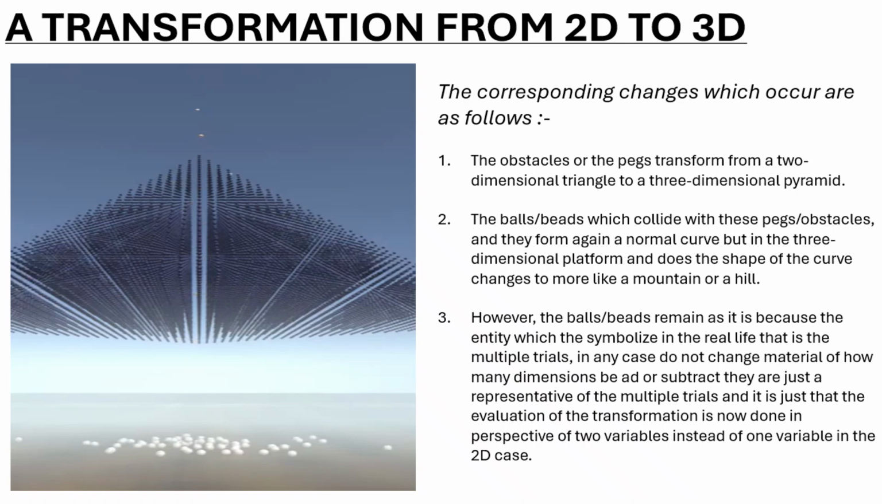And I would like to show how the same clip of the Galton board which I had demonstrated in the second slide would look in 3 dimensions. So here, as can be seen, we have these beads which collide with this 3-dimensional arrangement of obstacles. They come down and start forming a heap of beads. It is like a mountain, a small mountain, or like a small hill.